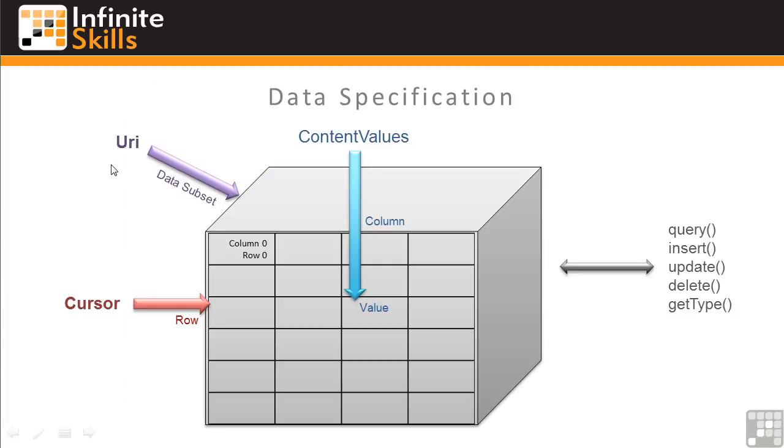Together, the URI, cursor, and content values provide a data specification that details where the data is located. The URI indicates a data subset to be operated on. The cursor tracks and provides the row number, and content values provide a column number and value. So together they provide a triangulation for the methods to locate and work with data. There are upcoming content provider lessons with more details on these elements. Now back to our main graphic.